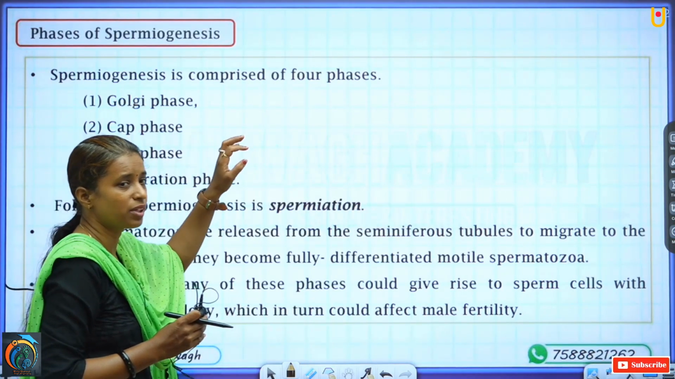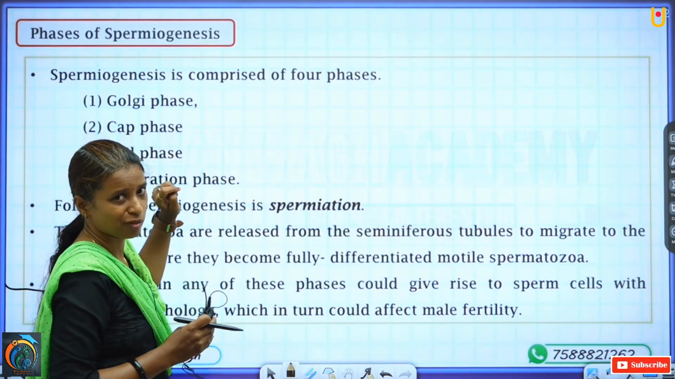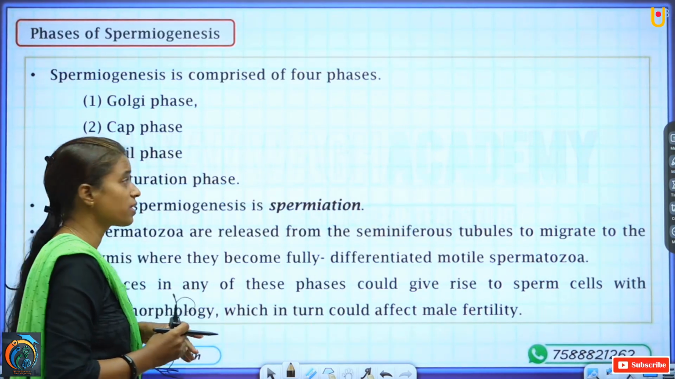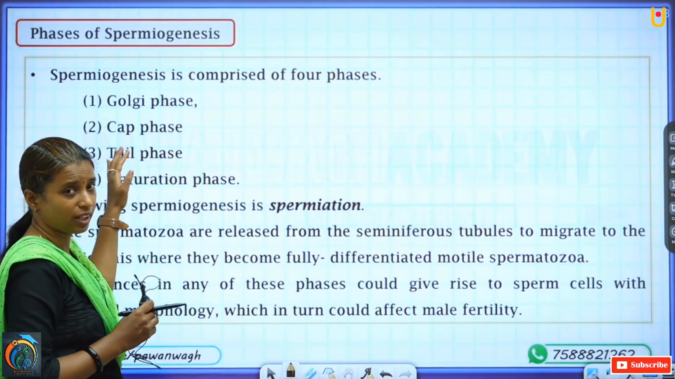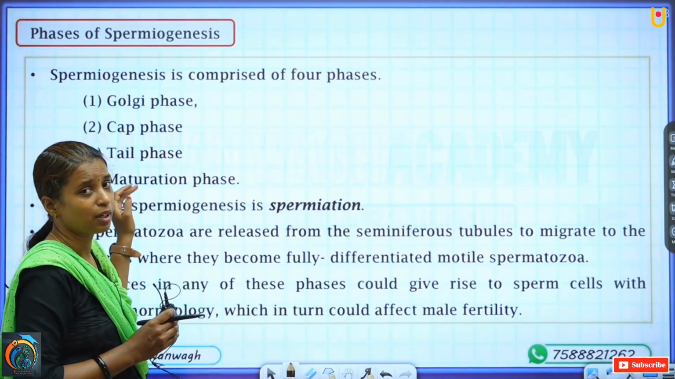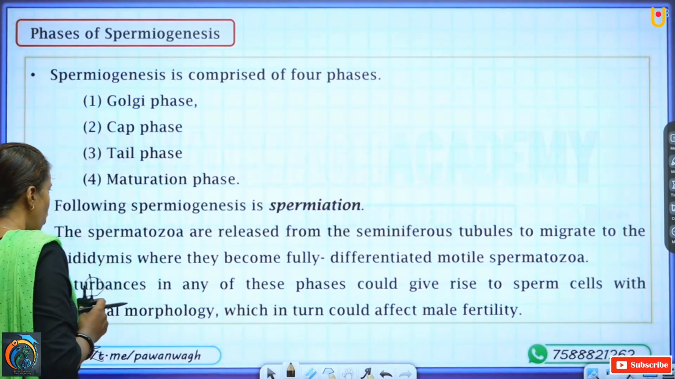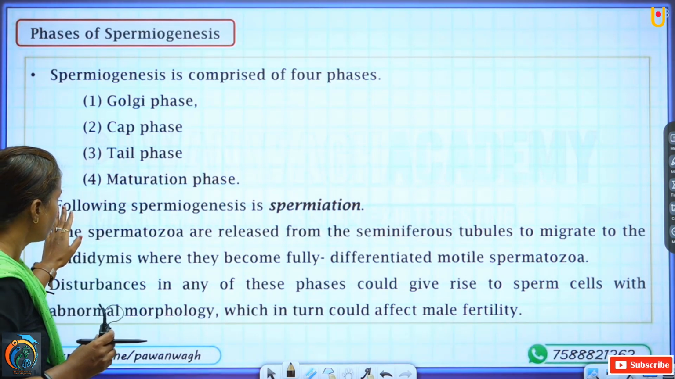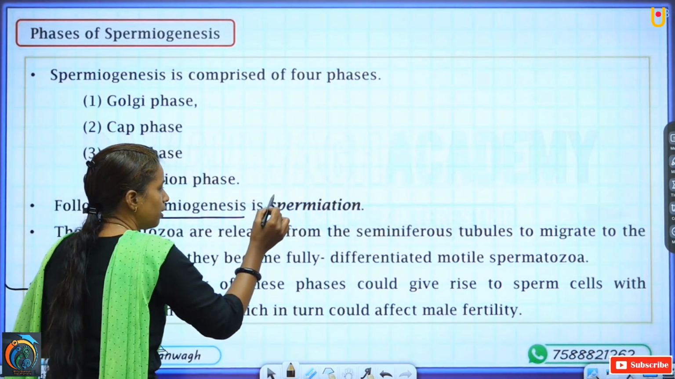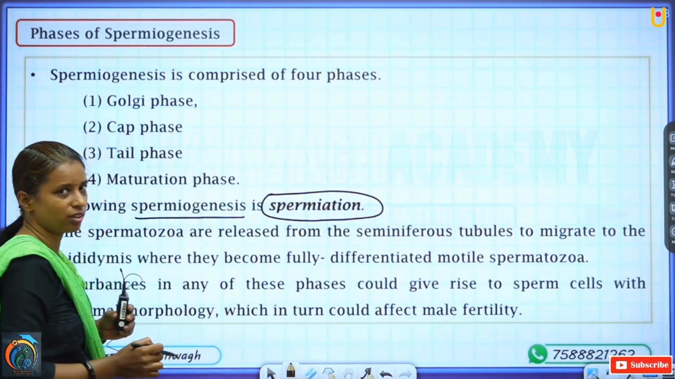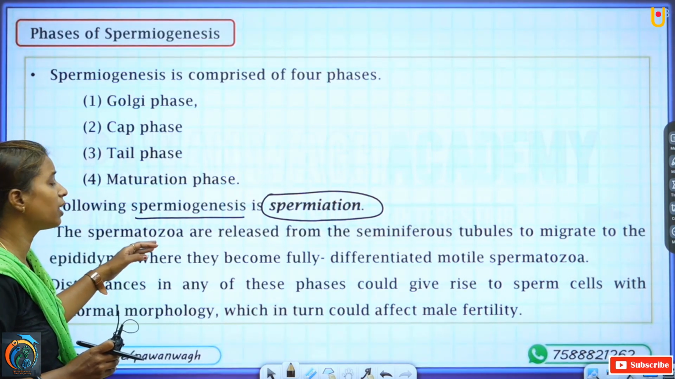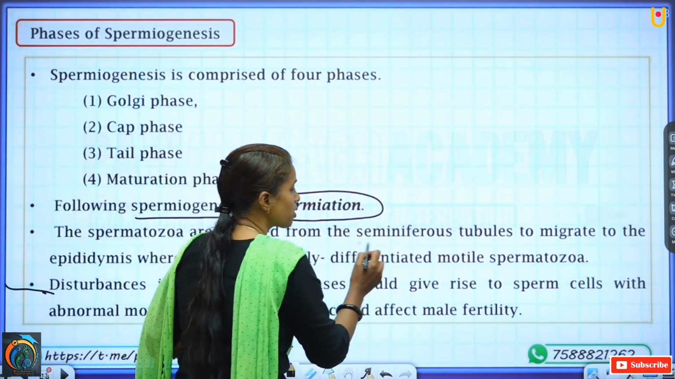Now there are different phases of spermiogenesis. It has 4 phases. First one is Golgi phase, second one is cap phase, third one is tail phase, and fourth one is maturation phase. Spermiogenesis is the formation of sperm. It is also known as spermiation, meaning formation of spermatozoa. The spermatozoa are released from the seminiferous tubules.